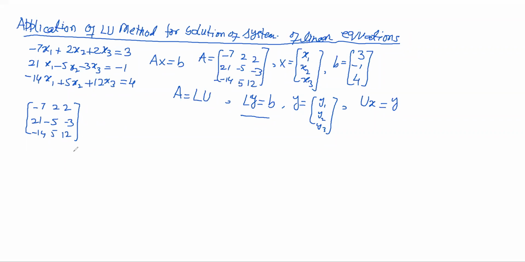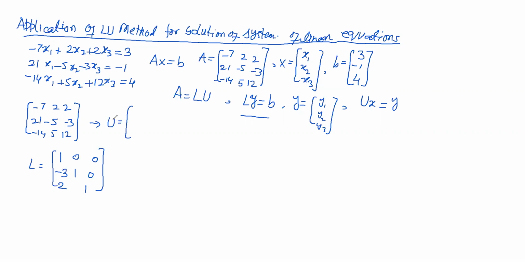Okay, so for finding L, what I will do is take this first column and divide it by -7, which is the pivot position. So it will be 1, then -3, and then 2. Okay, 1, -3, and 2. And the other elements are 0, 1, 0. I can right away write it.